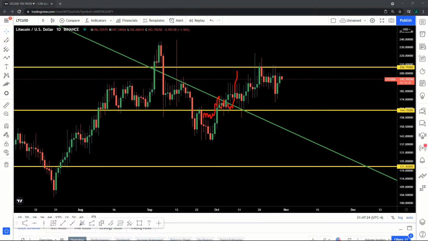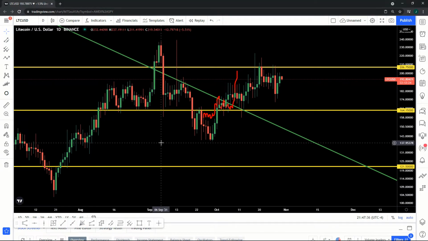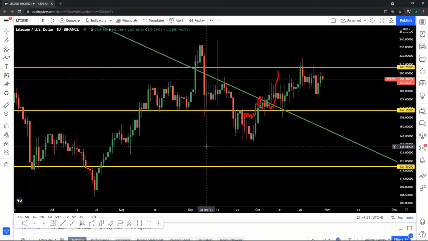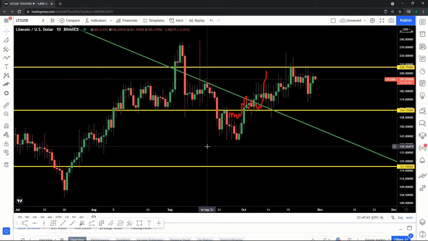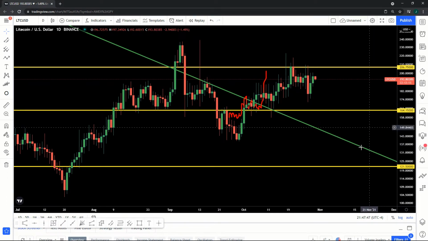Today is Friday, October 29th, and it's 9:47 p.m. Eastern Time. This is the daily chart for LiteCoin, US dollar pairing. This is just a follow-up to my September 25th posting. These are support resistance levels that I identified.